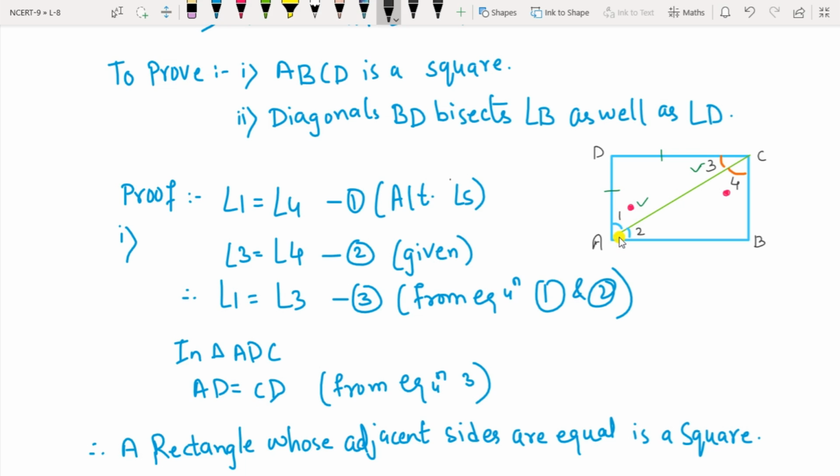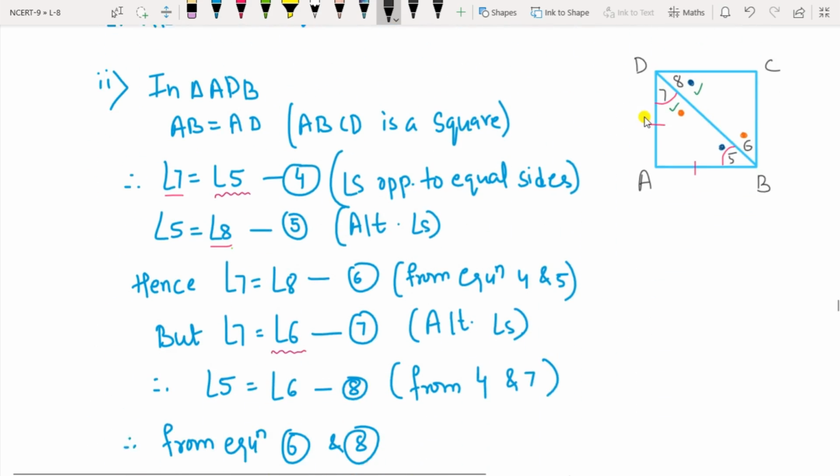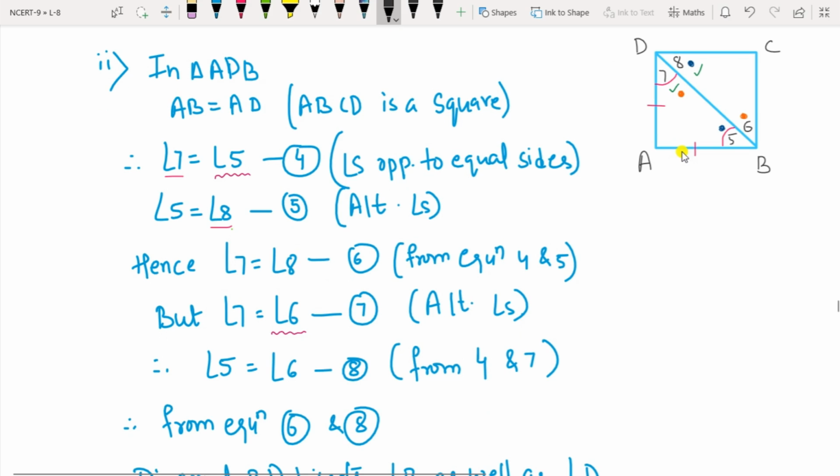As you know, all the angles of a rectangle are 90 and also the sides are equal, therefore it becomes a square. That is the first proof. Now by drawing the square, you have to consider and draw the BD diagonal.